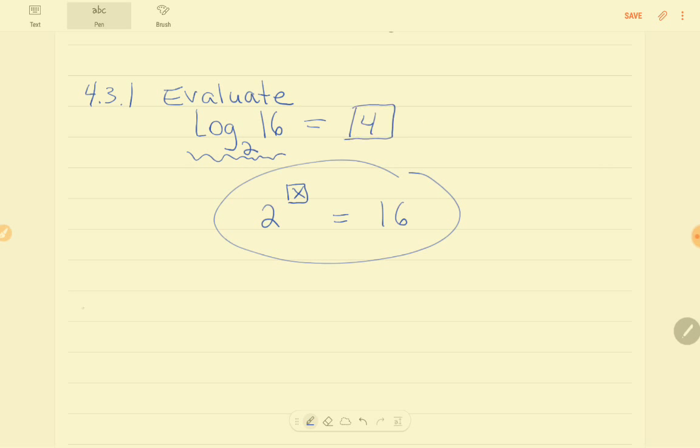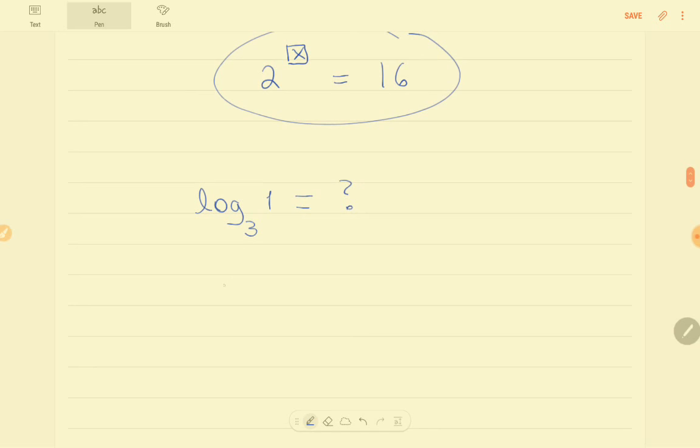All right, let's do another one. Let's do log base 3 of 1. What does that equal? We're evaluating. So if I think about it, 3 to what power equals 1? Well, anything to the power of 0 equals 1, so the answer must be 0.